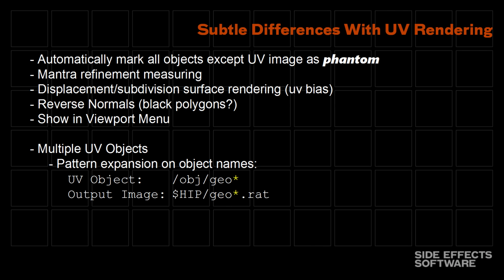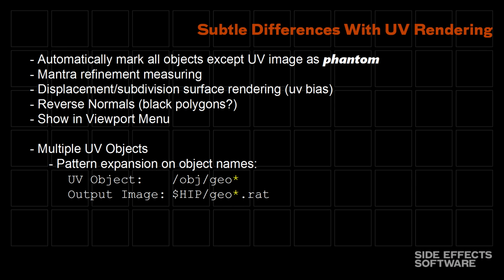And so there's also an option to reverse normals if you want, so you're tracing the opposite direction. This is useful in the cases where you somehow have reverse normal primitive data. And then we also hide the UV rendering ROP from the viewport menu. So it's not one of the common outputs that you want to have appearing in your IPR renders.